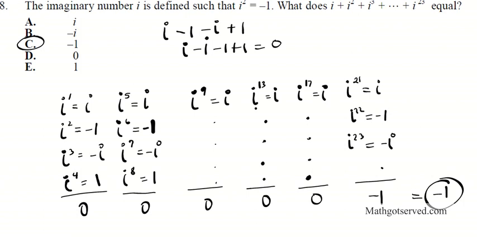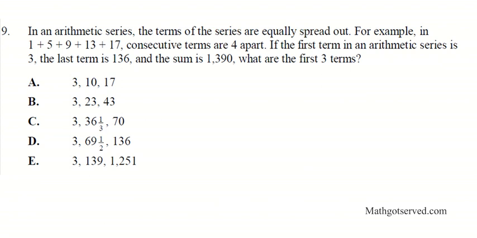All right, let's move on to question number 9. It says, in an arithmetic series, the terms of a series are equally spread out, for example, in 1 plus 5 plus 9 plus 13 plus 17, consecutive terms are 4 apart. So what they're saying here is every time you add 4, you always add in 4. That's what they mean by 4 apart.